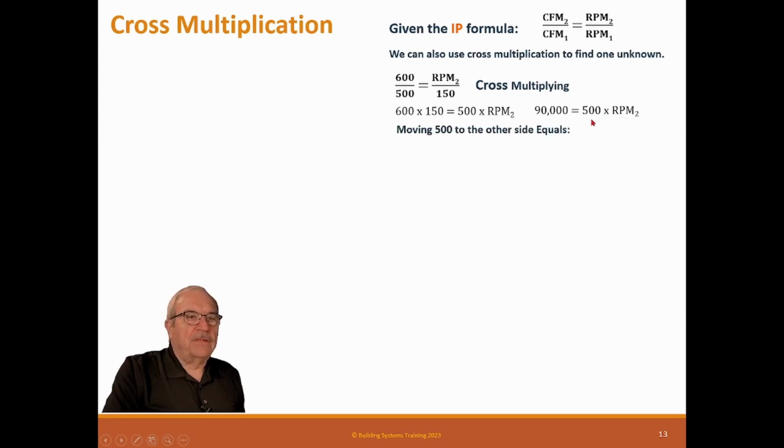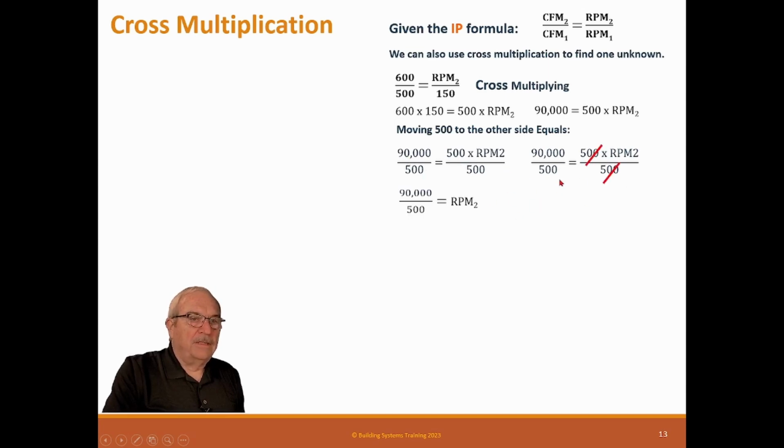And then you just simply divide the other. It's easy to see that what you need to do is divide this by that to get that. But if you want, you can go through the same process of moving it over: 500 divided by 500 and 500 divided by 90,000. These two cancel out and you get the same thing. But it's just easier to remember that, okay, I've got a number, I need to divide it by that to get rid of it on that side. And that means 180 RPM. So that's what our RPM2 is going to be, 180.